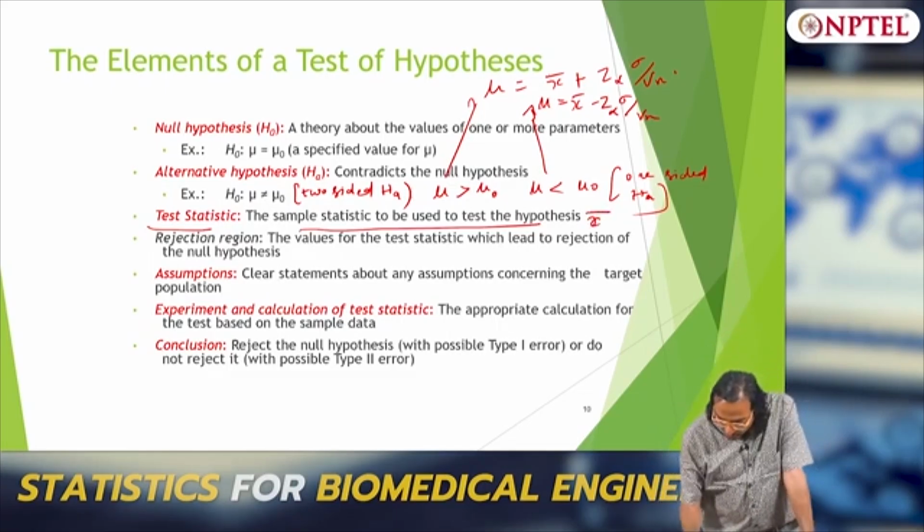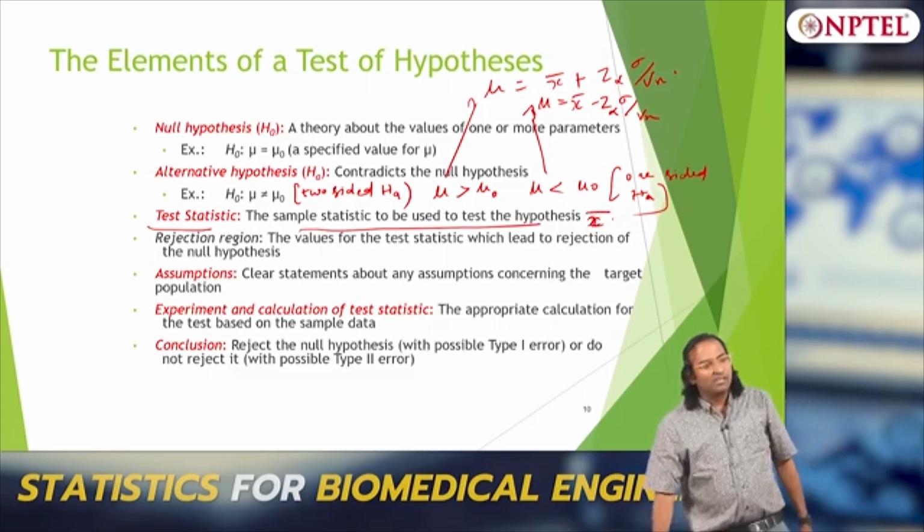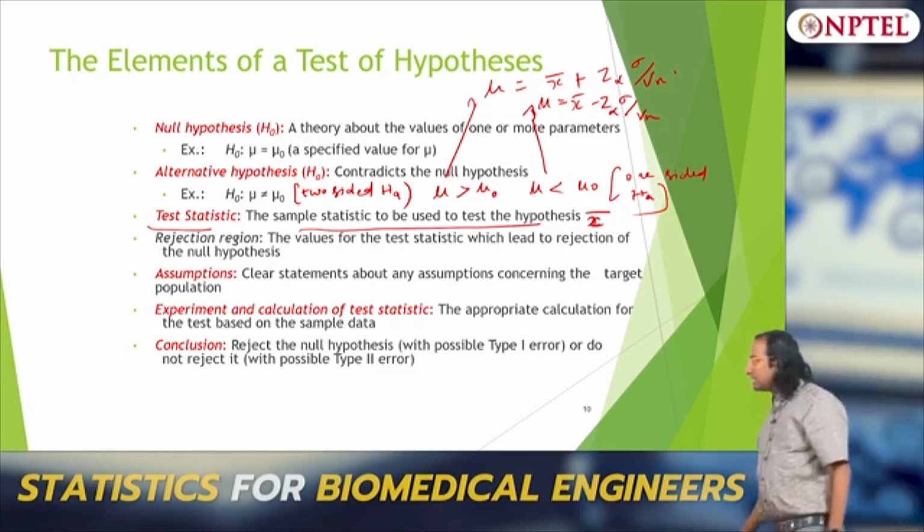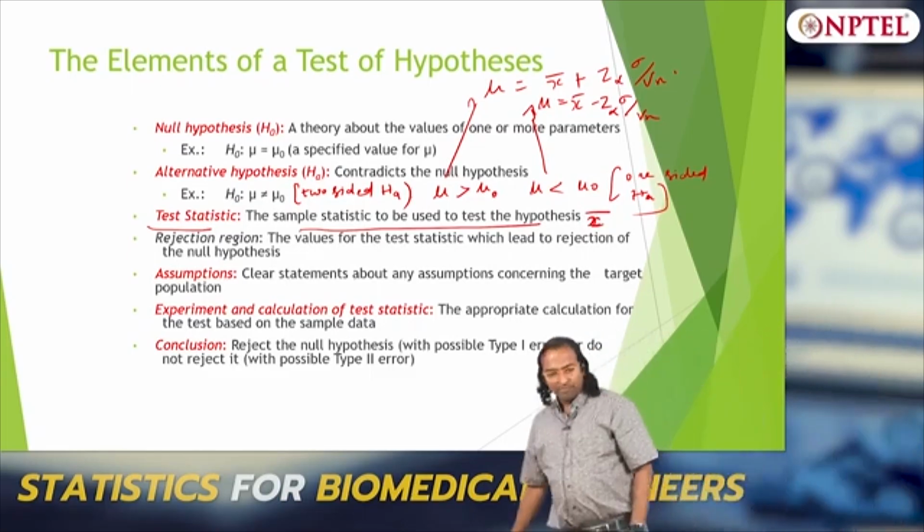I told you what a sample statistic is, it is an estimator used to estimate the population parameter, in this case it is going to be X bar.